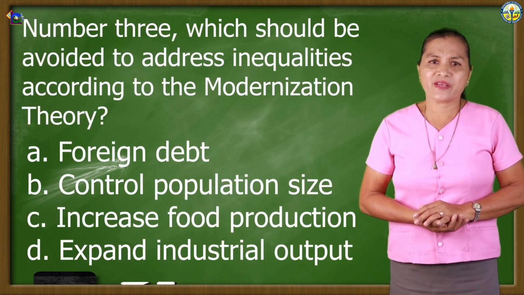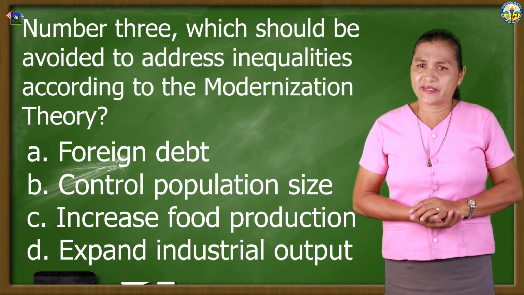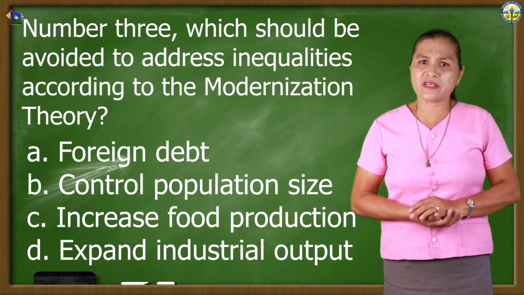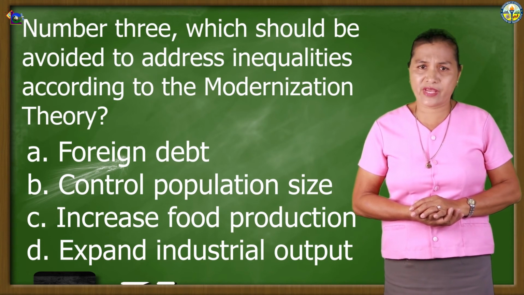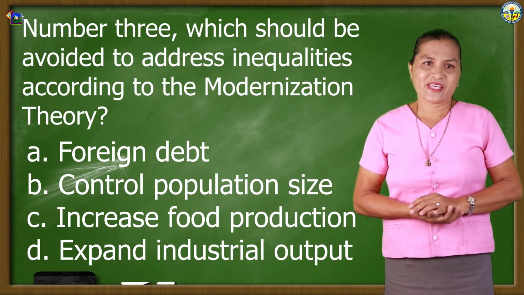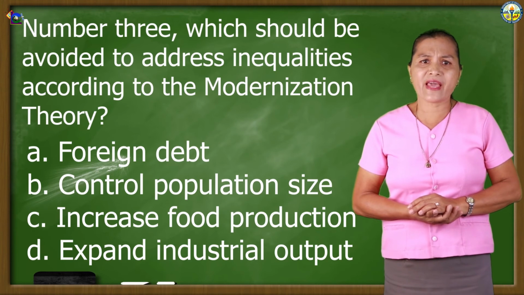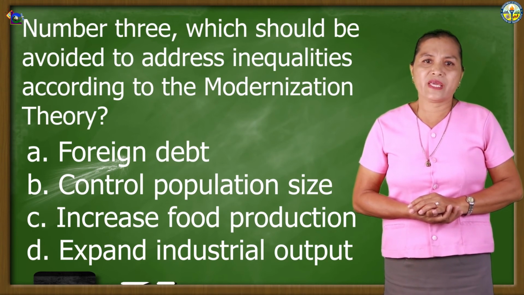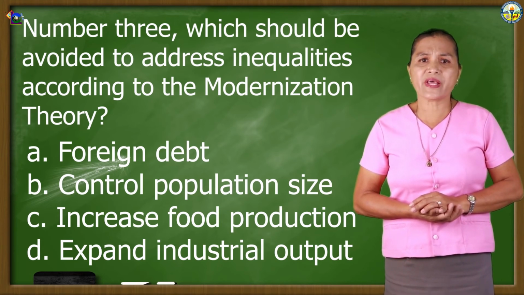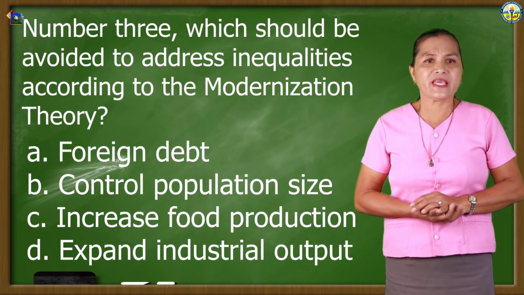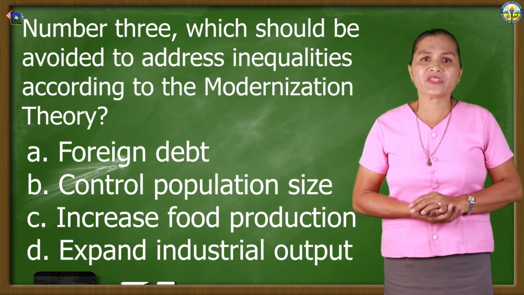Number 3. Which should be avoided to address inequalities according to the modernization theory? A. Foreign debt. B. Control population size. C. Increase food production. D. Expand industrial output.